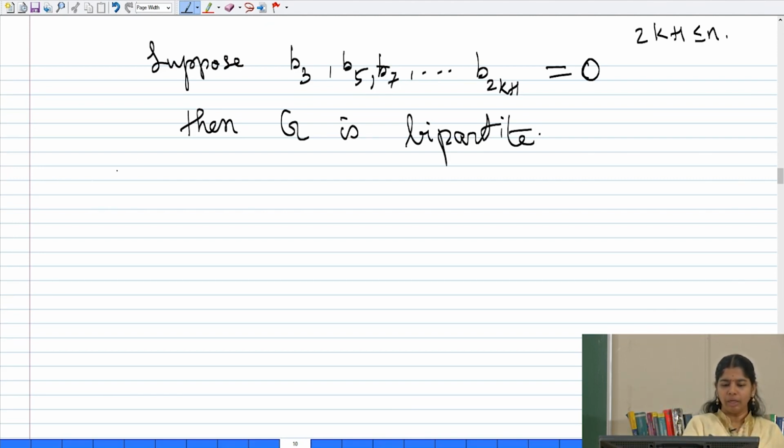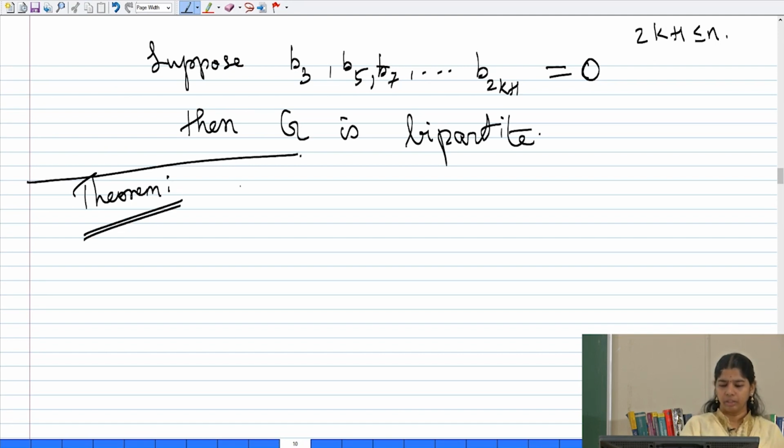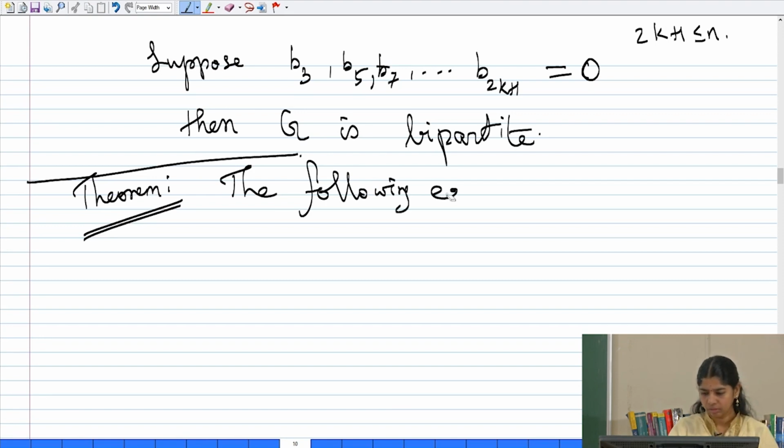So now we will go into our characterization. Now we will combine all these results that we have seen, connecting to the bipartite graph. So we have an equivalent theorem which says that the following statements are all equivalent about a bipartite graph.